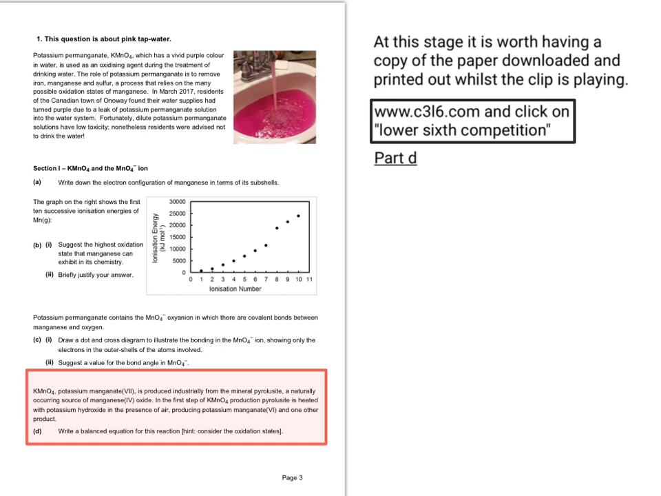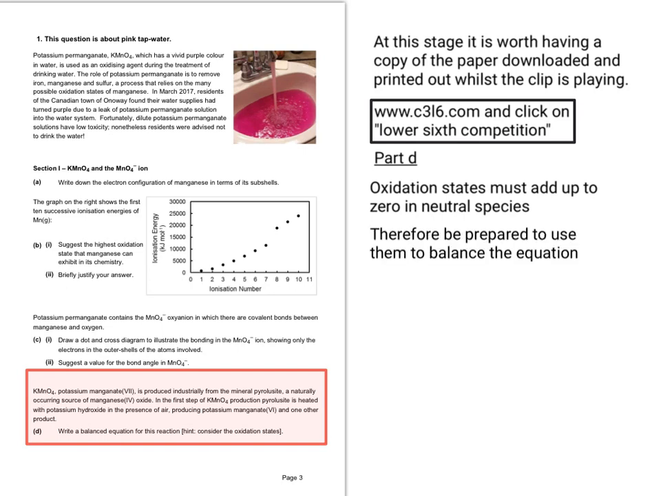So part D asks you to now consider writing a balanced equation for the reaction that they've described. But it says consider the oxidation states. So remembering the oxidation number rules, oxidation states must add up to 0 in neutral species. So you need to do something called balancing the equation using oxidation numbers. I'll take you through this in a second.